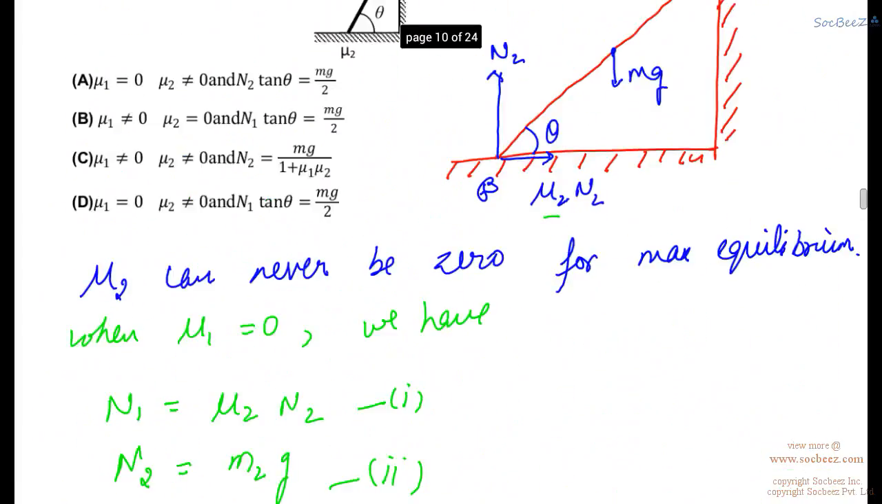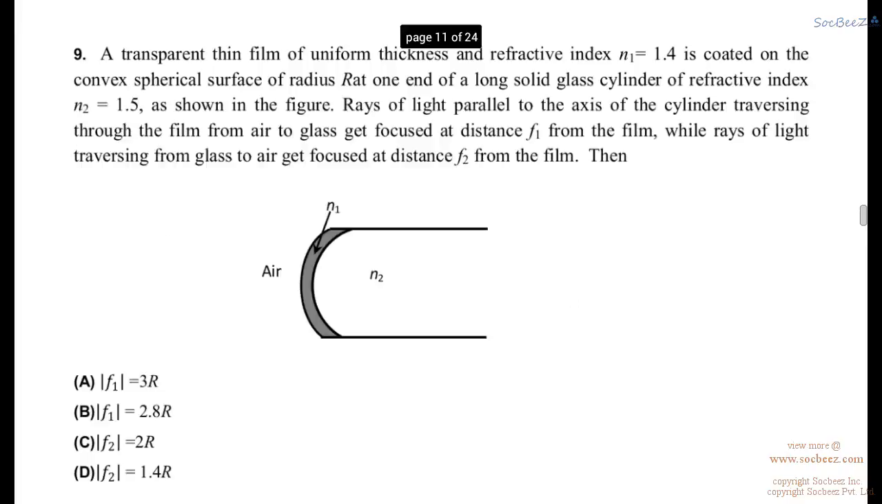Okay, so the correct options here are option C and option D. So now let's see another question.